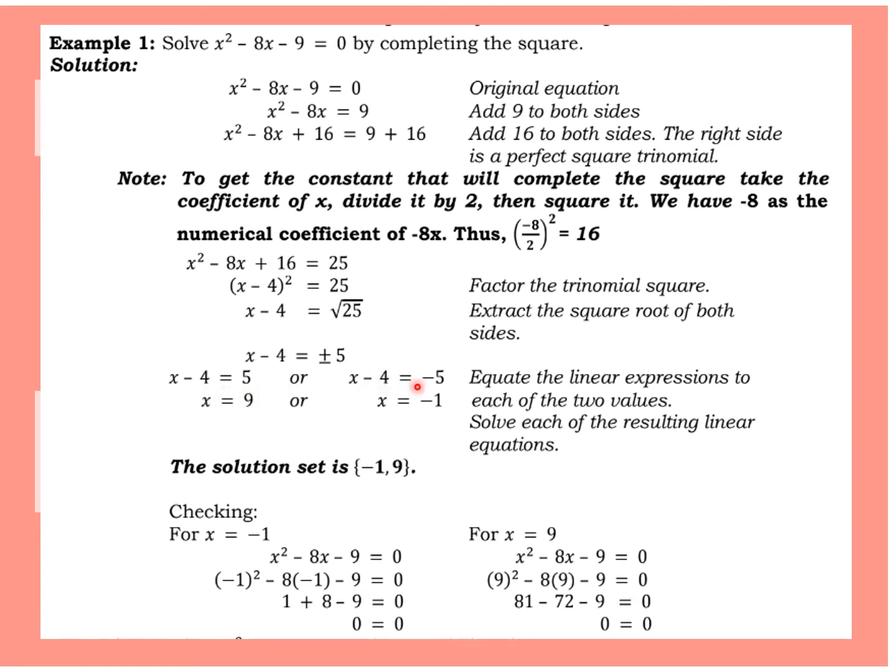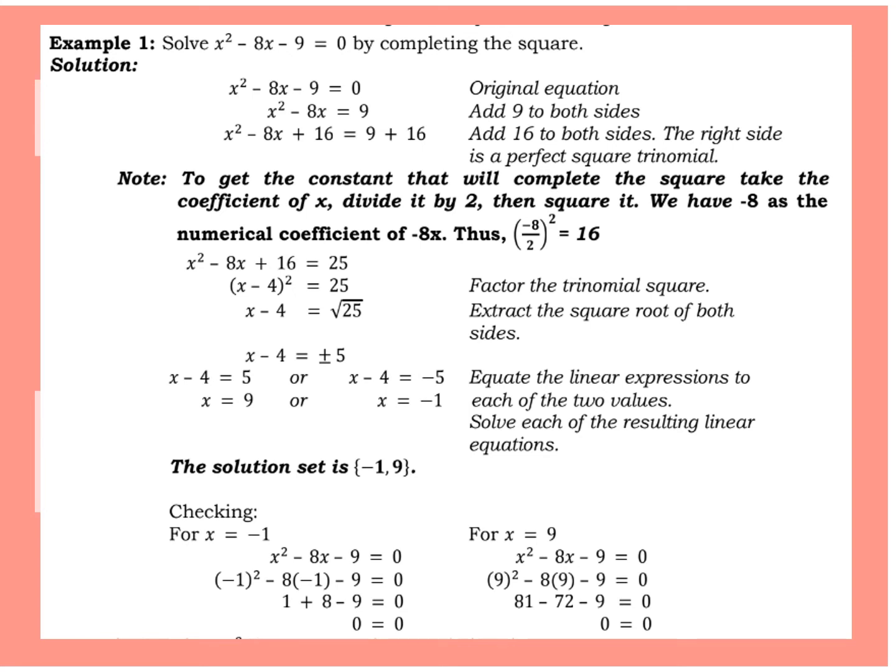x - 4 is equal to negative 5. Ilipat si 4 dun sa kabila, magiging positive 4. Magiging unlike sign, so subtract, attach the sign of the largest number. So, x now is equal to negative 1.